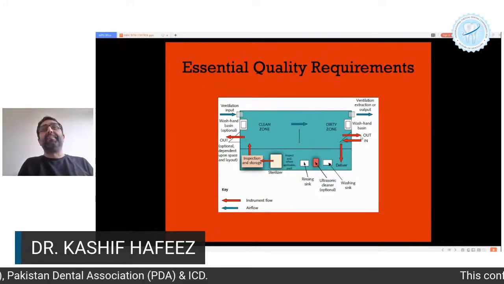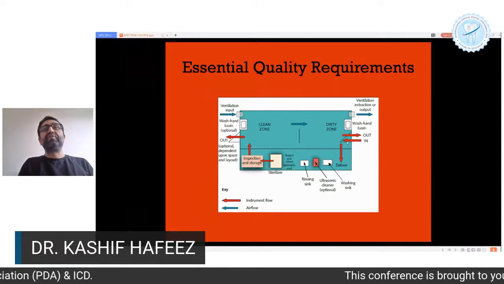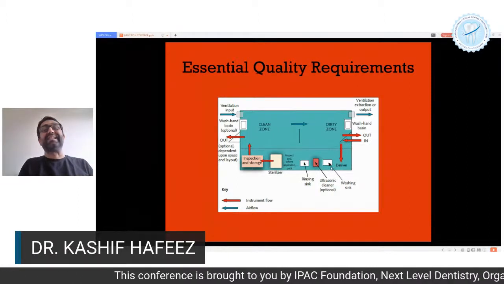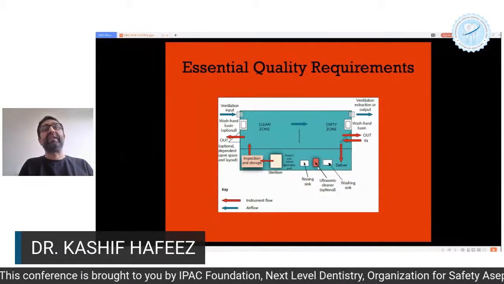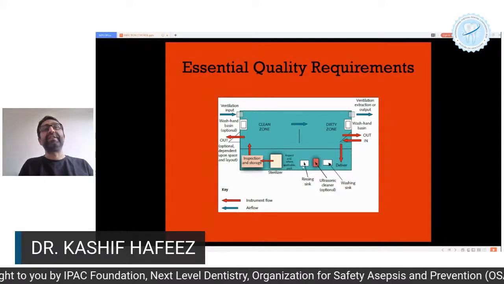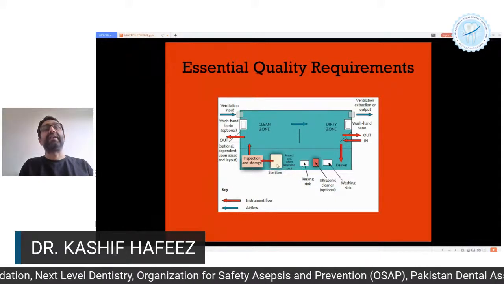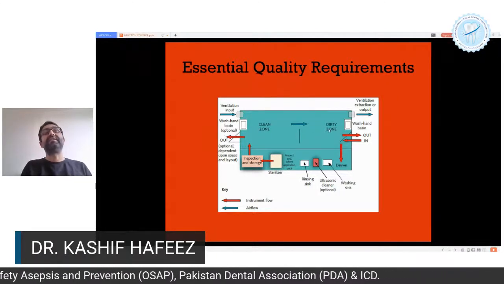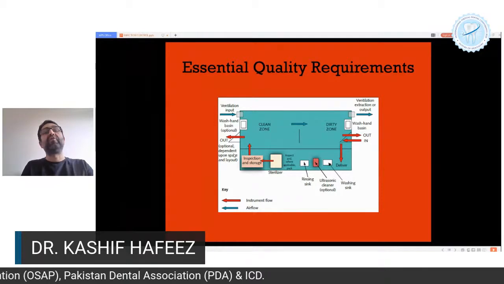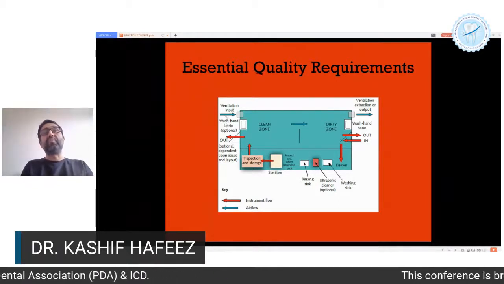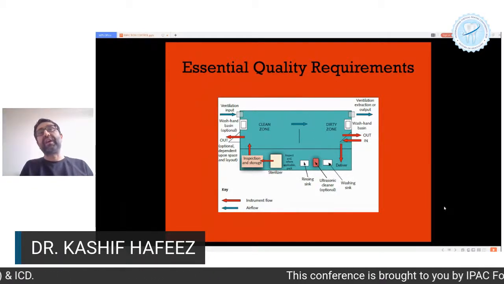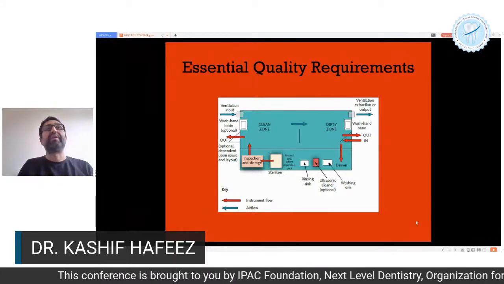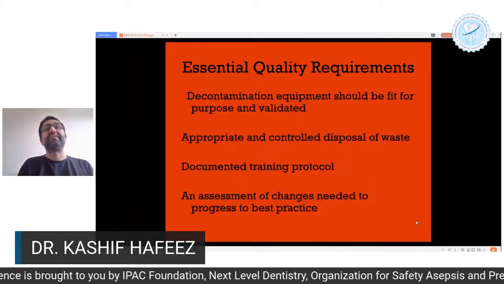And so the instruments come in, they are delivered, they are cleaned, they are put in the ultrasonic cleaner, they are put in the rinsing sink, they are put in the sterilizer afterwards, they are inspected and stored, and they go out. This is the instrument flow, and the airflow is shown by the blue arrows. So this is how your instrument flow should be to achieve proper disinfection and sterilization.